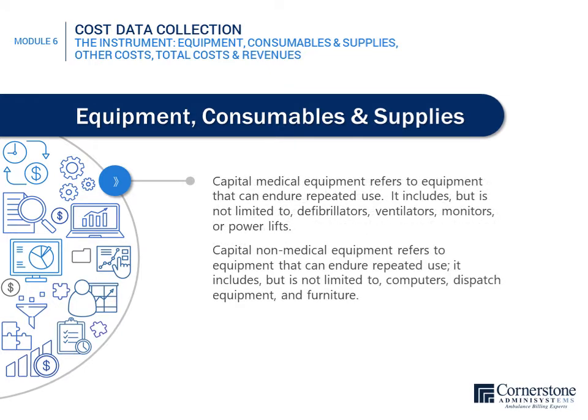Capital medical equipment refers to equipment that can endure repeated use. It includes, but is not limited to, defibrillators, ventilators, monitors, or power lifts. Capital non-medical equipment also refers to equipment that can endure repeated use. It includes, but is not limited to, things like computers, dispatch equipment, furniture. So with all that stated, let's go ahead and visualize this now in table format.